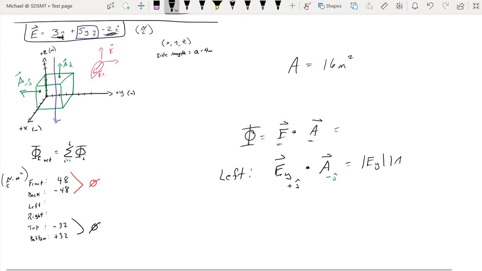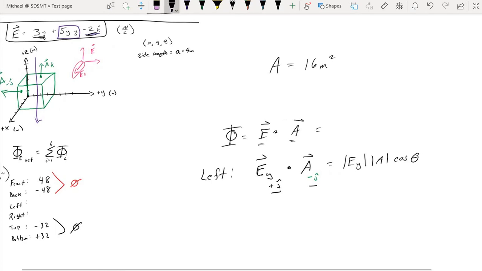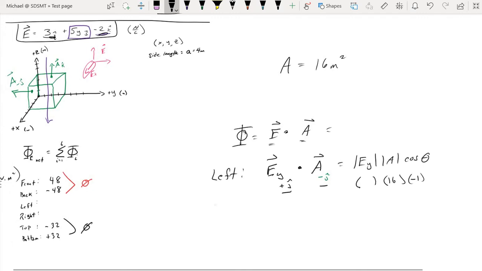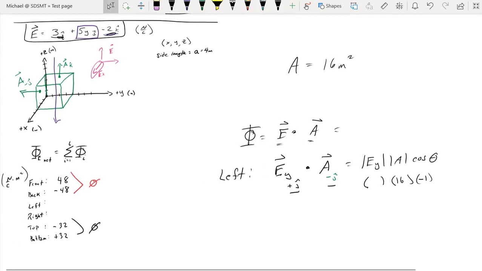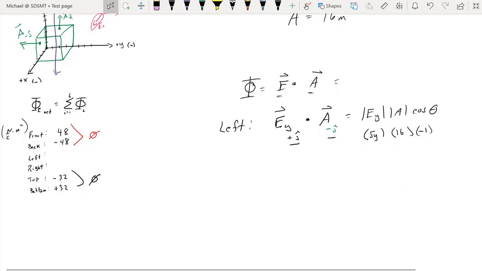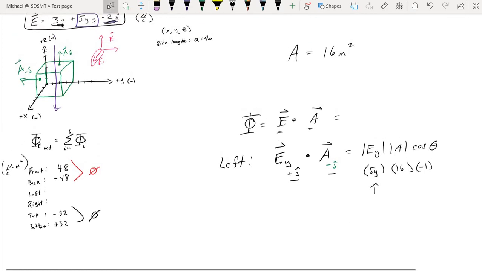We evaluate our dot product by taking the magnitude of each vector and the cosine of the angle between them. Well, our angle relationship is 180. Cosine 180 makes for a -1. The area of each face is still 16. And the magnitude of our electric field, how do we get the magnitude of a variable? The answer is we can't. And so we will actually have to evaluate the electric field at the left face.